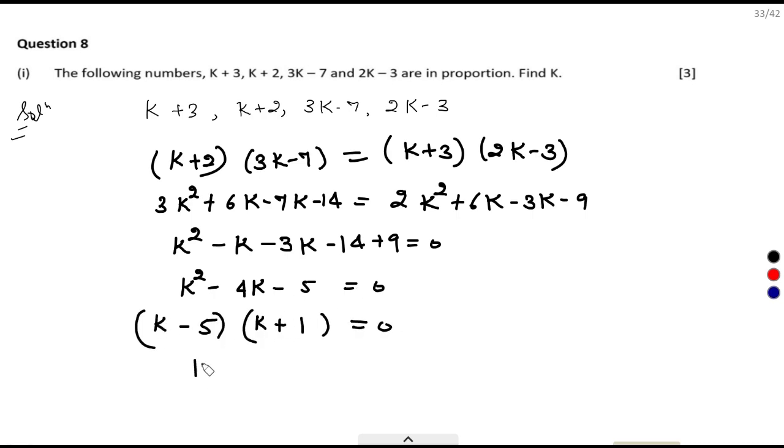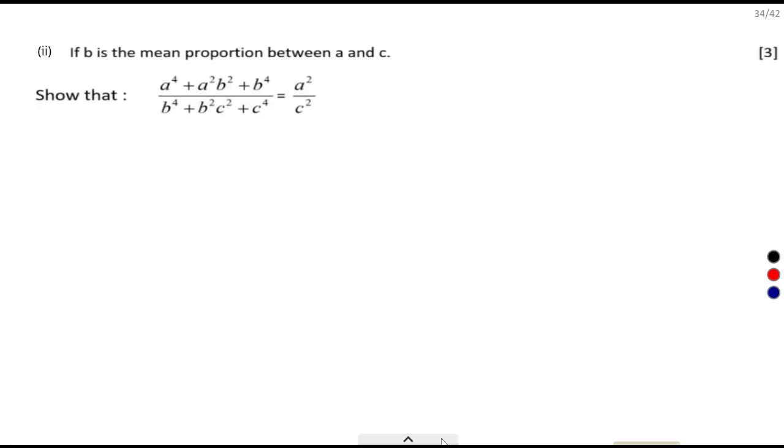If K minus 5 is equal to 0, then K is equal to 5, and if K plus 1 is equal to 0, then K is equal to minus 1. These are the required values of K. Second part, B is the mean proportion between A and C. It means B square will be equal to AC. With the help of this, we have to prove this result.